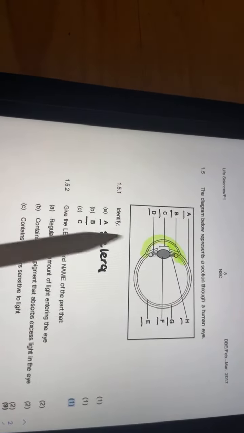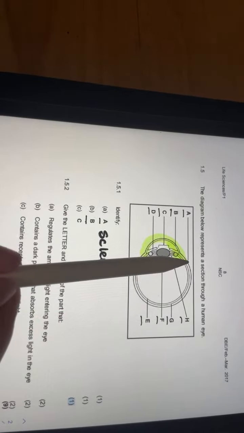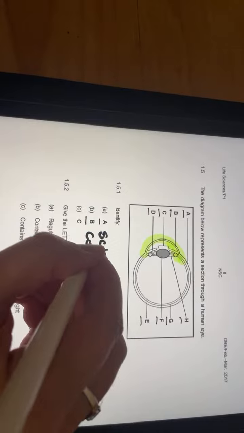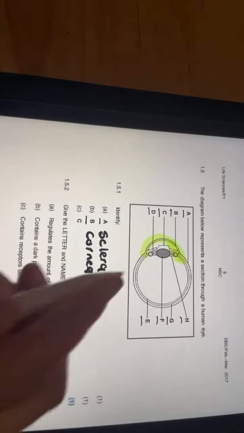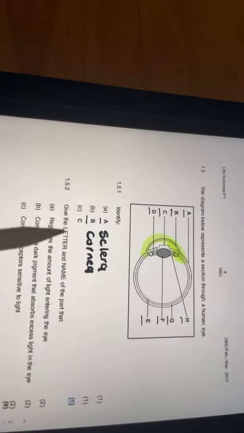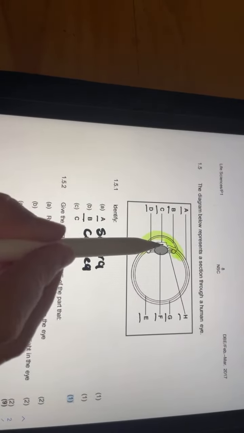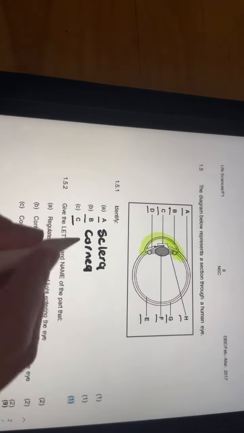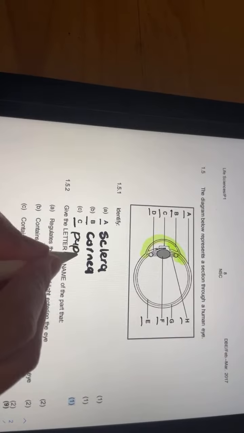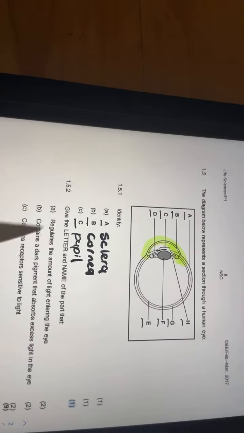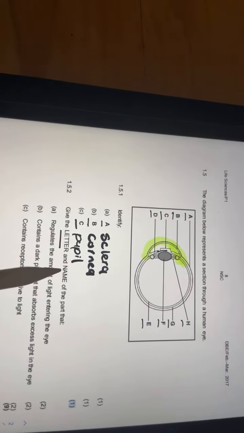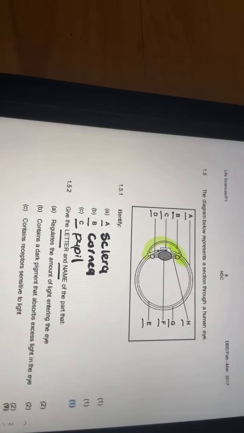Then that brings me, of course, to then B, which is why they want you to know, can you tell the difference between A and B? B is going to be our cornea. It's the bulgy part of the eye. Look how it bulges out. And then C is this opening in your eye over here, which, as we just spoke about now, is the pupil.